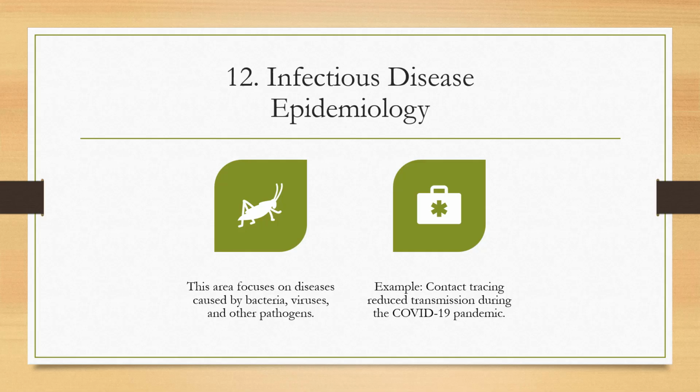Epidemiologists also use mathematical models to predict outbreaks and help hospitals prepare resources. This example shows how epidemiology combines surveillance and prevention to control infectious disease.